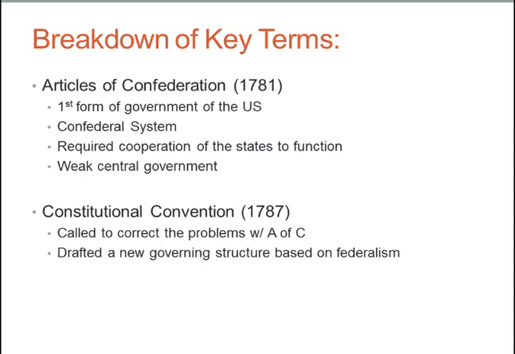So some breakdown of key terms that I want you to understand. You don't necessarily have to memorize all of these things, but you need to recognize them when you see them and understand the significance, right? So Articles of Confederation, first form of government, confederal system, required cooperation of the states to function, and had a weak central government. The Constitutional Convention was called to correct the problems with the AFC, and it drafted a new structure based on federalism.